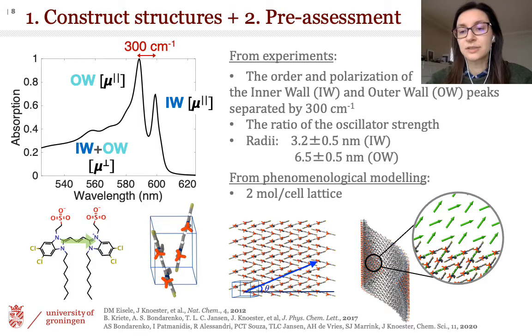We construct the inner wall and outer wall separately, and each molecule is associated with its transition dipole moment that we will use to translate the structure into a Hamiltonian. When we process structures, we make sure that the calculated spectrum agrees with the conditions obtained from the experiment about the order and polarization of the peaks.